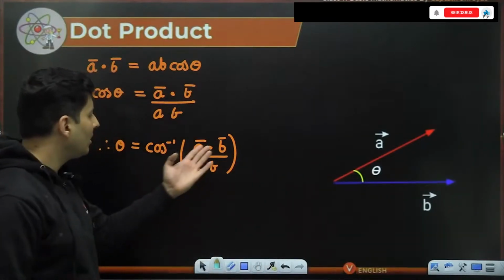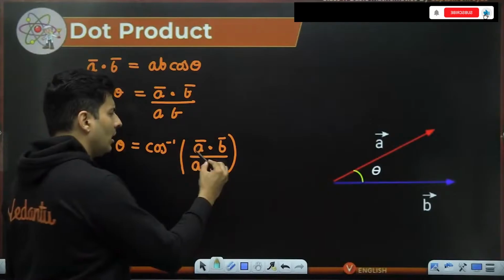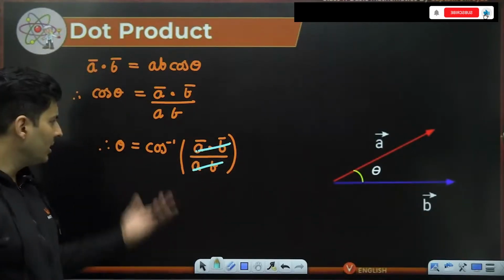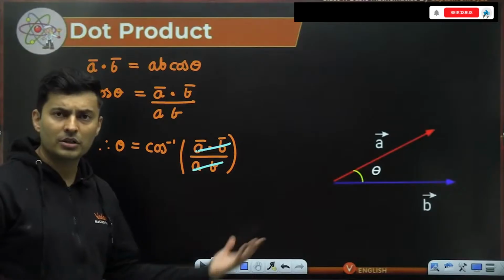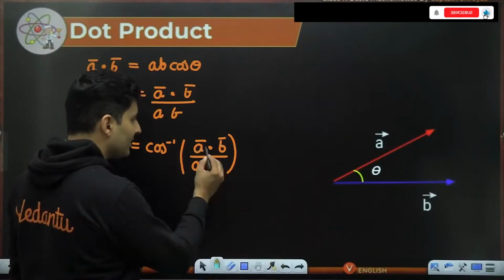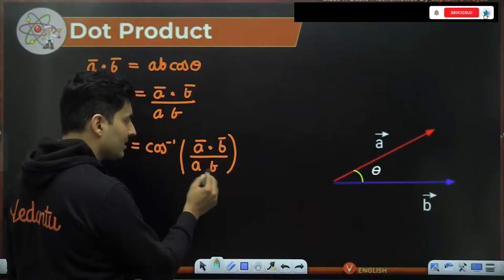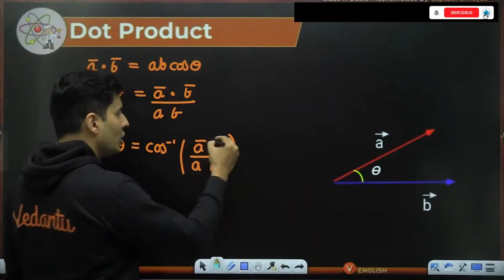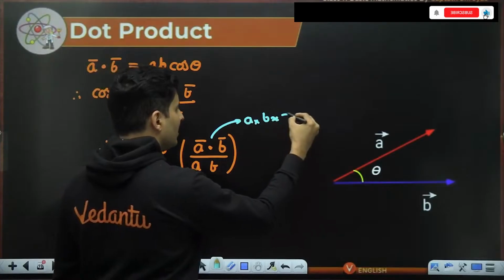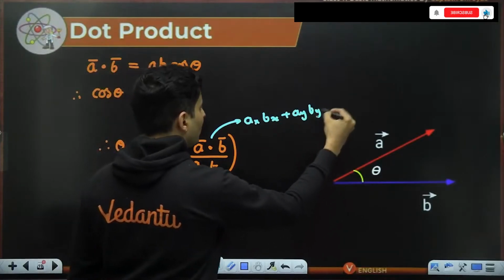A lot of people think, say, sir, A into B, sir, AB and AB will cancel, sir, cos inverse of 1, sir. Cos inverse of 1 is, sir, 90 degree, 0 degree, sir. Is that the answer? No, no, no, you cannot do that. See, this is dot product of vectors. This is just simple multiplication of scalars. So on the top, this is nothing but like saying AX BX plus AY BY.